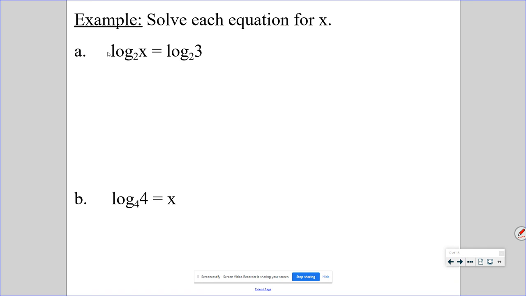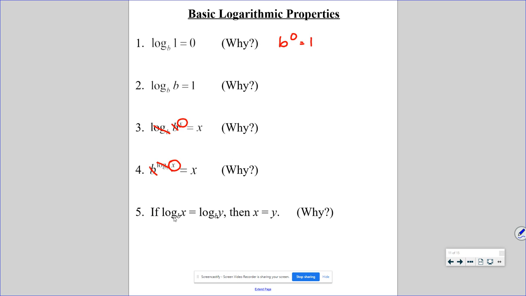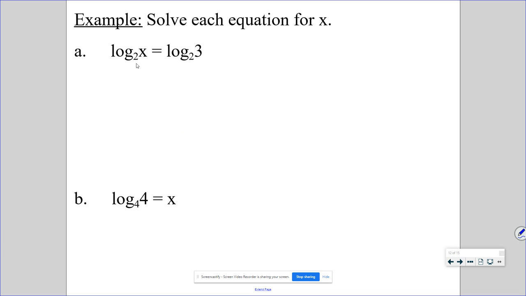For example, the first example here on this page says log base 2 of x is equal to log base 2 of 3. Basically, your job is to say what x would be equal to. I could use property number 5 to help me solve, because property number 5 says that if you have log with the same base on both sides, then the inside numbers have to be the same. So I have log base 2 and log base 2. That means the x has to be the same as the 3. And that, again, if you want to write it down, is property number 5.